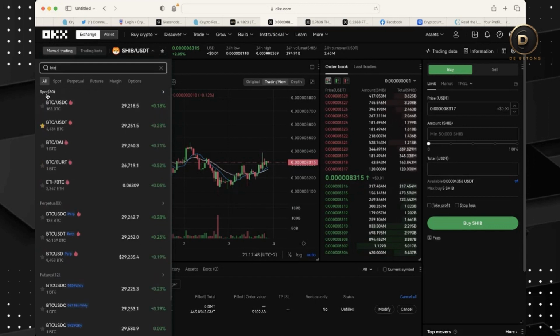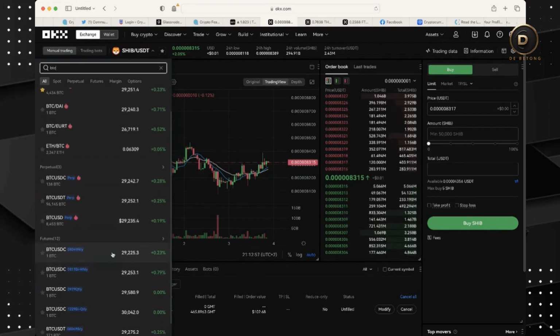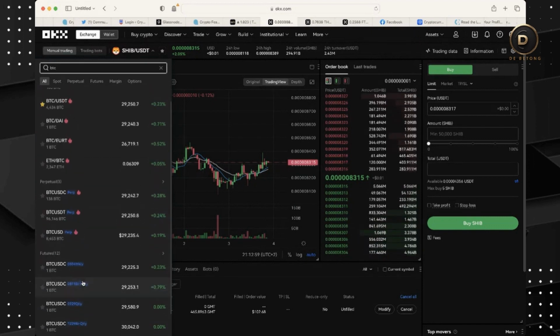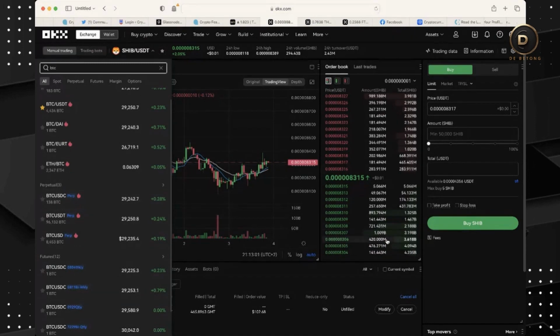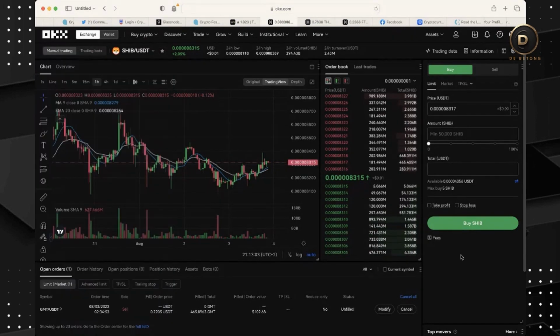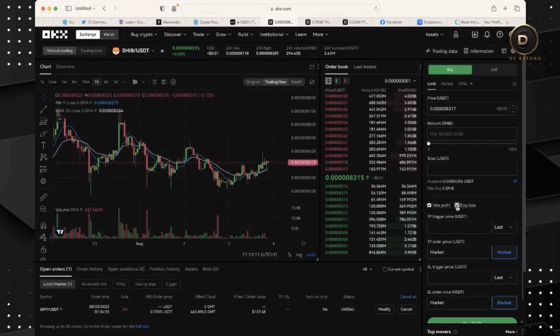The first is spots, and you're also going to see perpetual down here, which is the same as futures, and down here you're going to see futures as well. All of these are the same as futures, right? This is an advanced way for you to buy and sell. This is spot trading, right? And here you have take profit, you have stop loss.